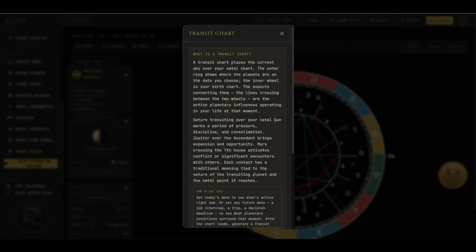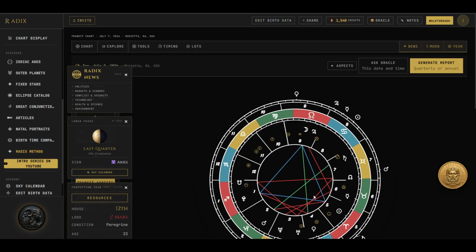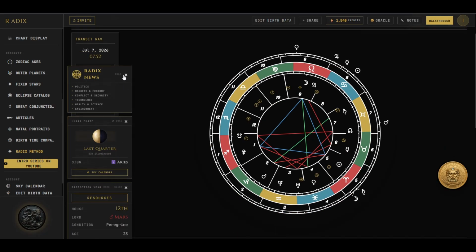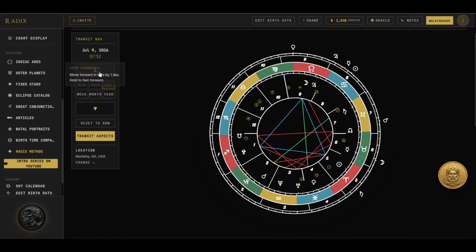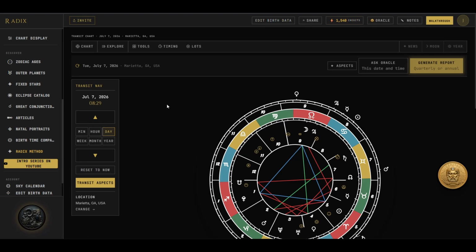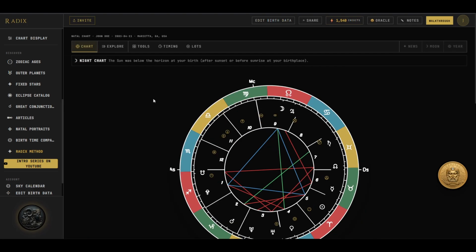The fourth layer, transits through the filter of the timing layer, not in isolation, the critical windows identified, and the oracle synthesizing all of it for your specific chart, your specific questions. 5 layers, 1 integrated system. This is what the series has built toward. Now, let's go deeper on 2 things most astrology content never addresses properly.